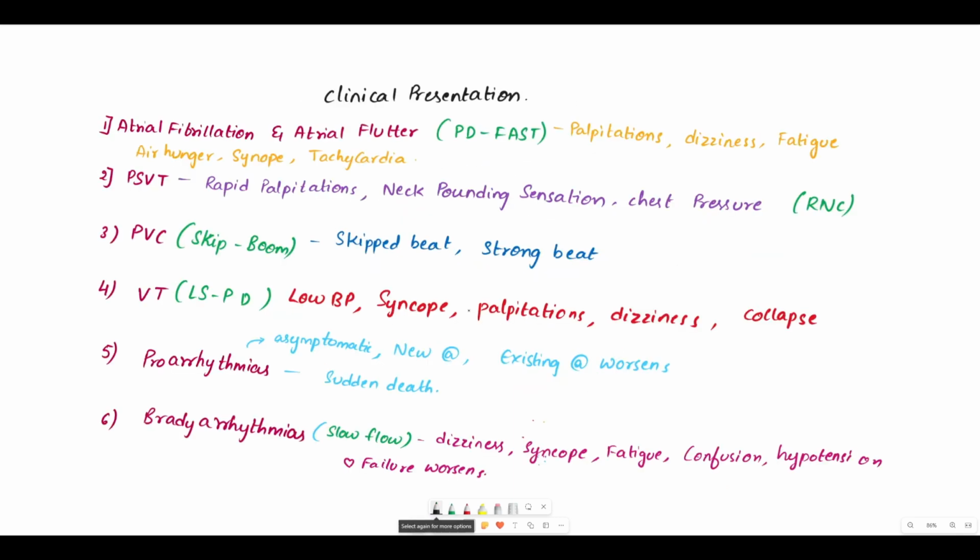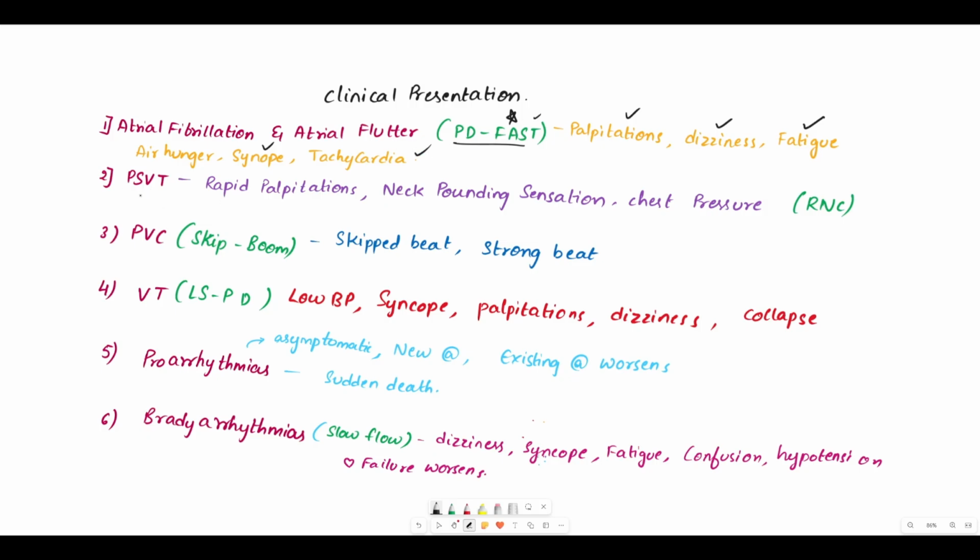Now let's try to understand the symptoms under each type. In case of atrial fibrillation and atrial flutter, remember the trick as PD FAST, where P means palpitations, D means dizziness, F means fatigue, A means air hunger, which means dyspnea. Then we have syncope. Syncope is a temporary loss of consciousness. Then T means tachycardia.